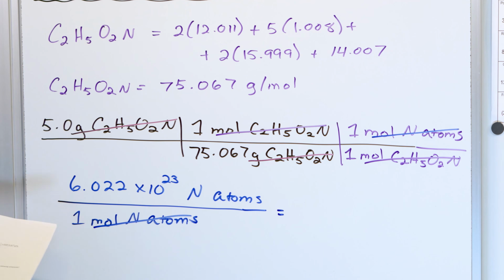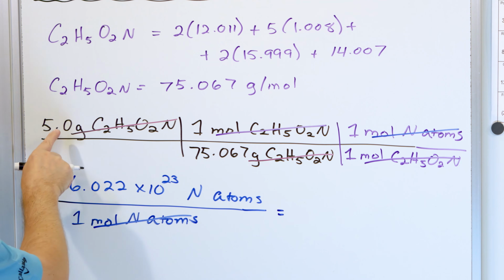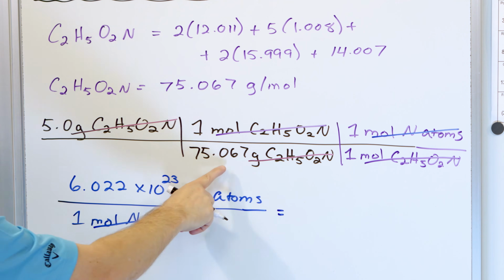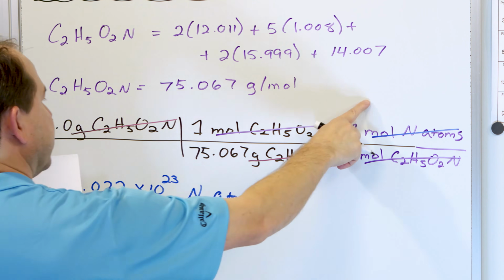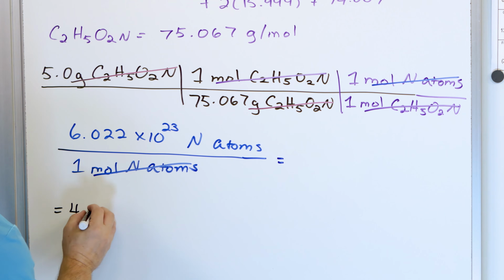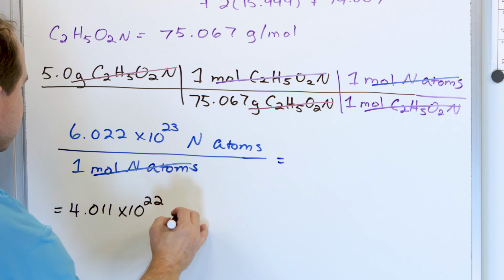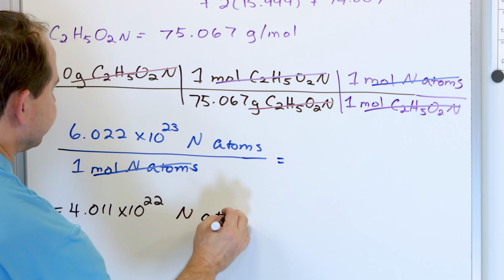Let me catch up with myself and just make sure I've done everything correctly. So let's go ahead and multiply this out. If you take the 5 and you multiply by the 1 and divide by 75.067, multiply by 1, divide by 1, and then multiply by 6.02 times 10 to the 23rd, you will get 4.011 times 10 to the 22 nitrogen atoms.